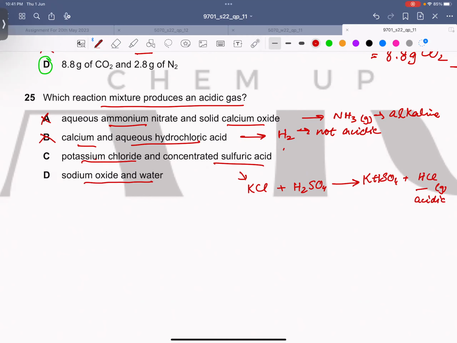Sodium oxide and water again gives you hydrogen. So D goes wrong as well and C is my correct answer. Yes, is this clear to everyone?